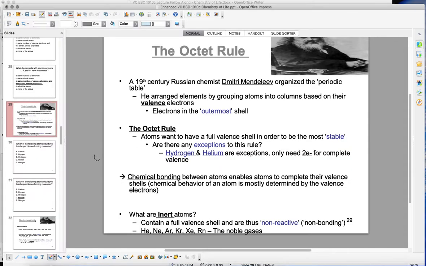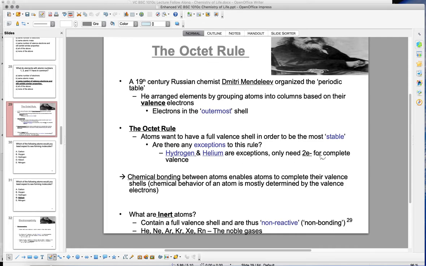All right, so what is the octet rule? I've mentioned this a little bit already. The octet rule is the fact that an atom wants to have a full valence shell. It's called the octet rule because most of the atoms that we work with are going to want to have 8 in their valence shell because they all have that second valence. There's only one atom, well actually 2, that don't follow this, that are exceptions to this rule.